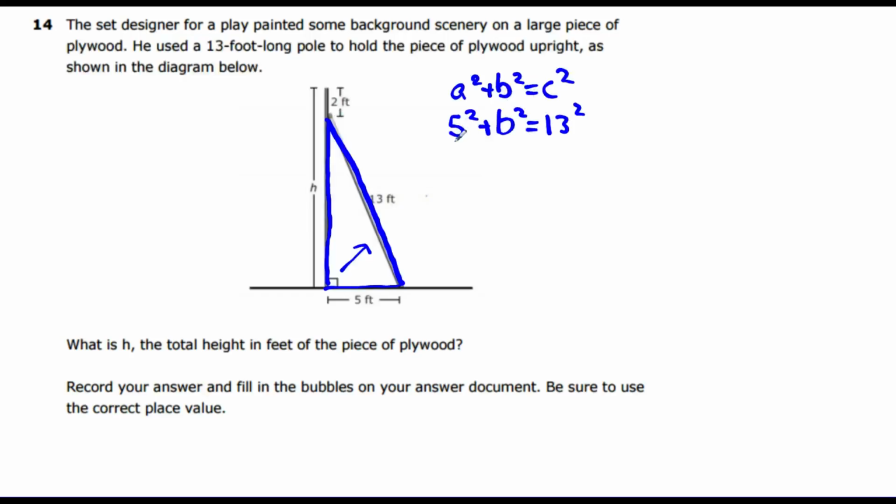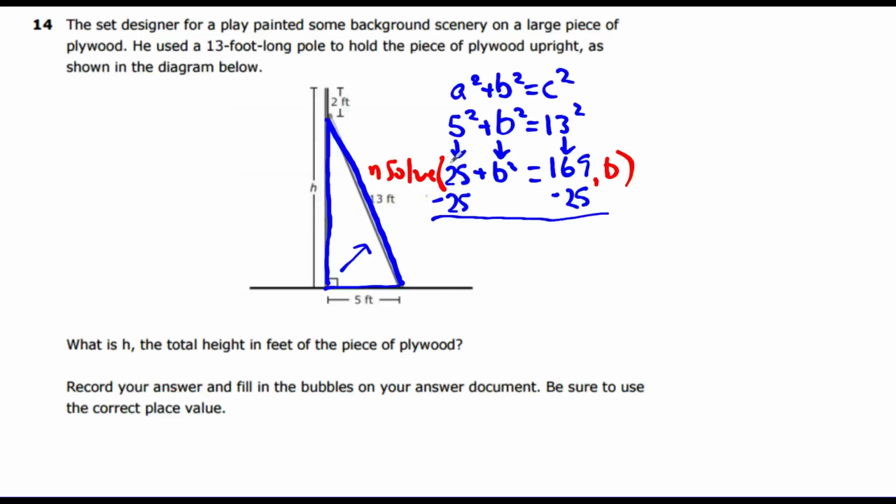Okay, so let me do the math. 5 times 5 is 25. b squared, can't do anything with that, just b squared. 13 squared is 169. Then we want to get b by itself. So you could actually, feeling lazy, use a calculator and solve here. And you could have done that here too, to be honest with you. If you don't have your calculator handy, or want to feel like doing this old school, we can subtract 25 from both sides.